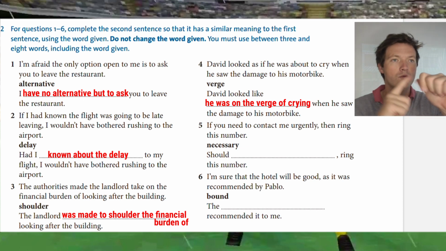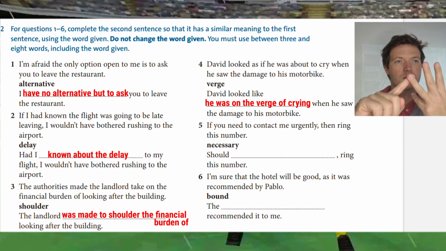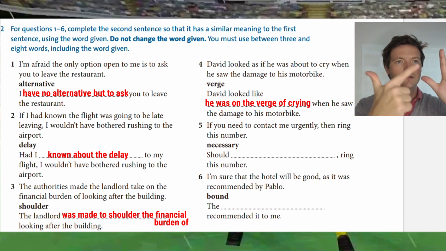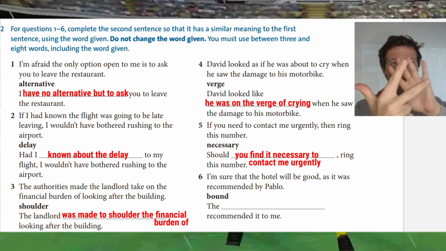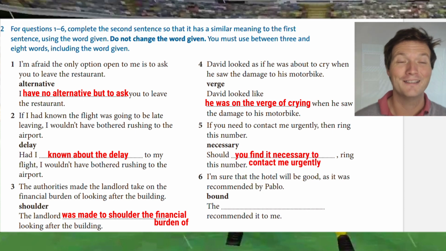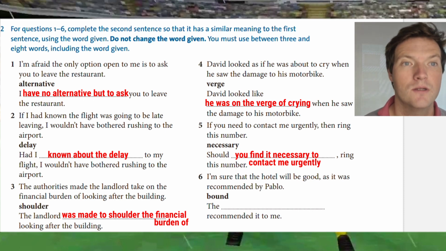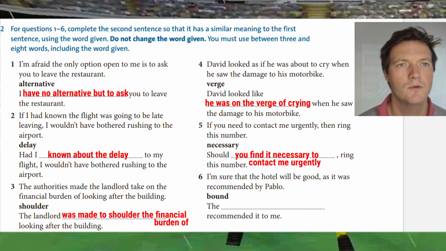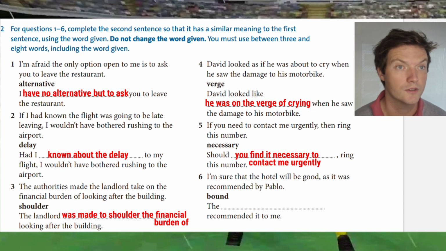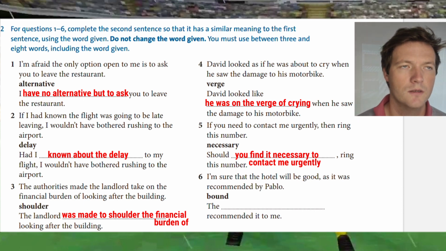So, should you find it necessary to contact me urgently? That's 8 words again. We're right at the limit. But I think it's correct. I don't think there's any problem with that. Then ring this number. That's a difficult one. I'm sure you'll have something to say about that one, all of you. But let's move on to the final sentence. Number 6, it says, I'm sure that the hotel will be good, as it was recommended by Pablo.